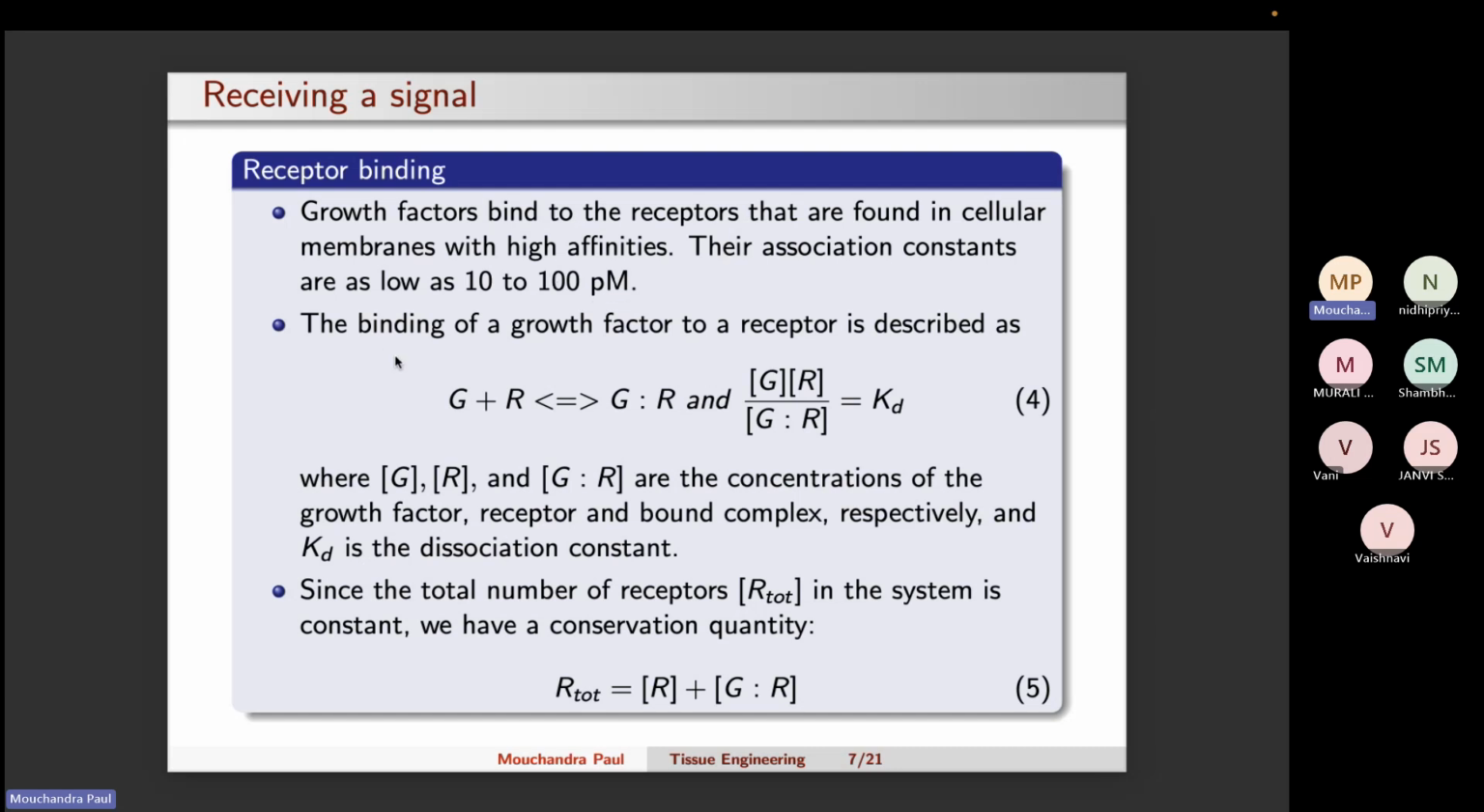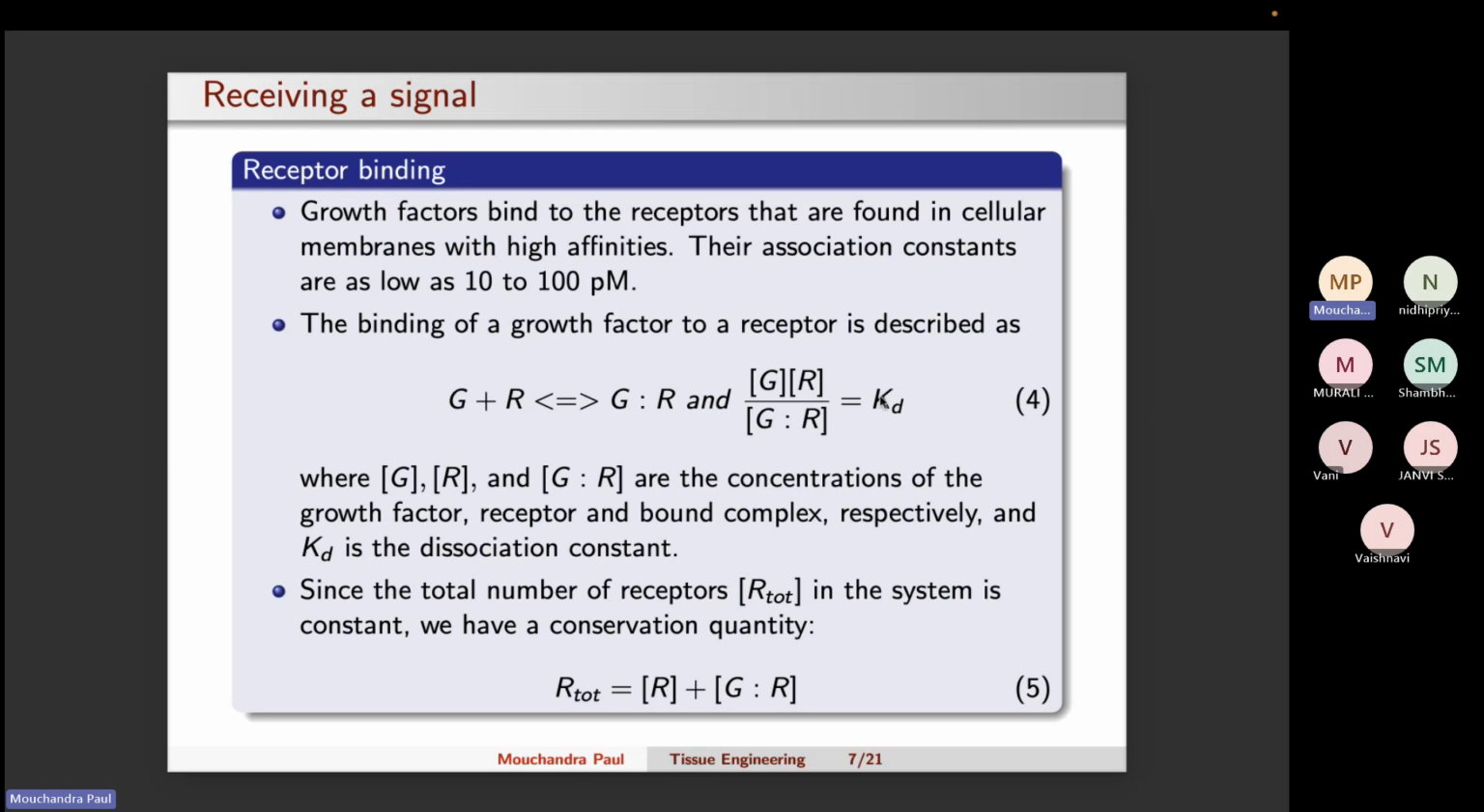We can describe the binding of a growth factor to a receptor using this type of expression, where the binding is reversible as shown by this particular symbol. That means the GR, the growth factor and receptor complex, can go back and individually form the receptor and the growth factor. They can dissociate from one another. And from this we can get the value of the dissociation constant, Kd.